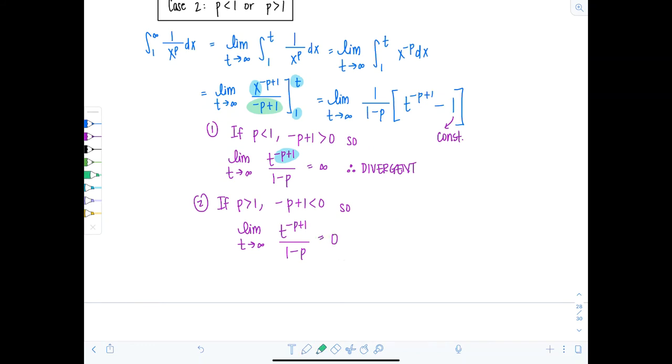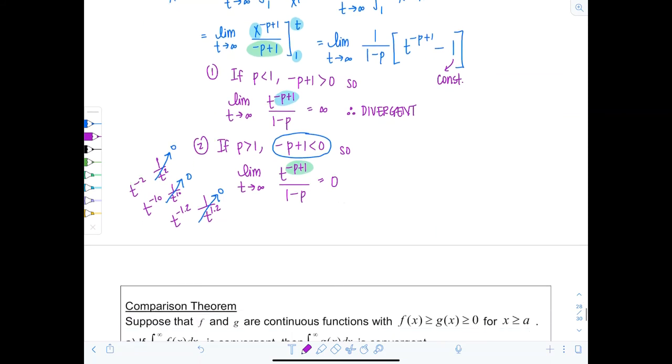Why is that? Well, think about it. This exponent is negative, right? So if you had t to the negative second or t to the negative 10th or even t to the negative 1.2, you would rewrite it as 1 over t squared, 1 over t to the 10th, 1 over t to the 1.2. So if t is going to infinity, this goes to 0, this goes to 0, this goes to 0. The key is that that exponent is negative. So really, t is getting large in the denominator, which is why everything's shrinking. So what does that tell us? That the integral is convergent.